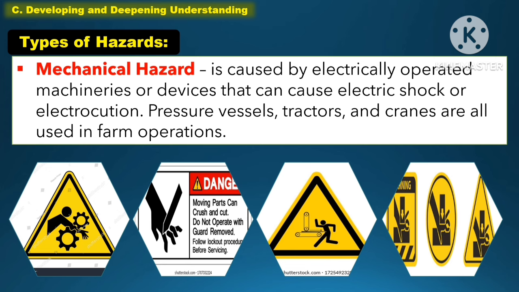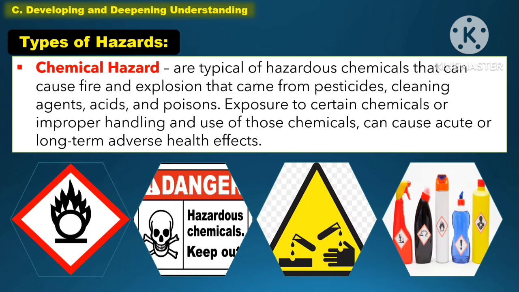Another type of hazard is the mechanical hazard. It is caused by electrically operated machineries or devices that can cause electric shock or electrocution. Pressure vessels, tractors, and cranes are all used in farm operations.